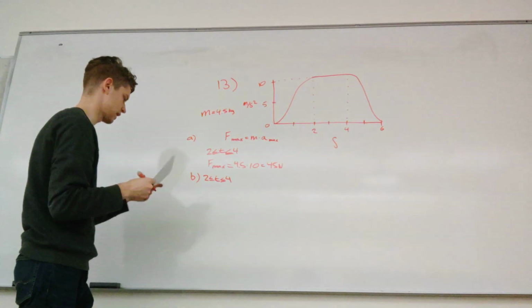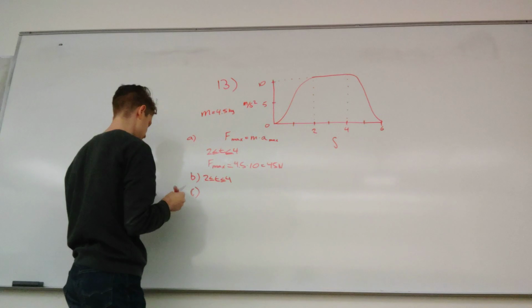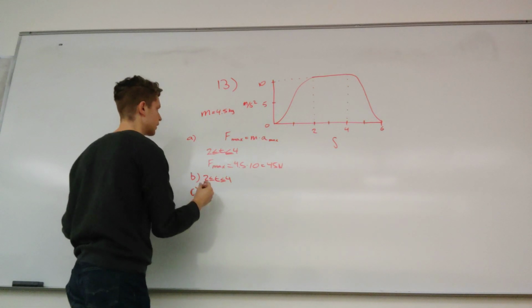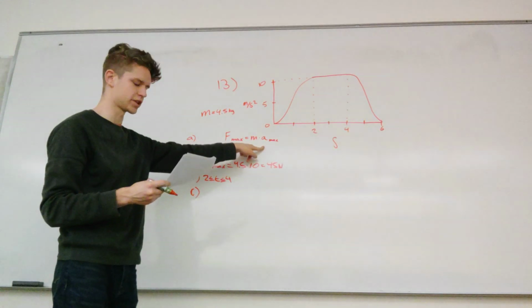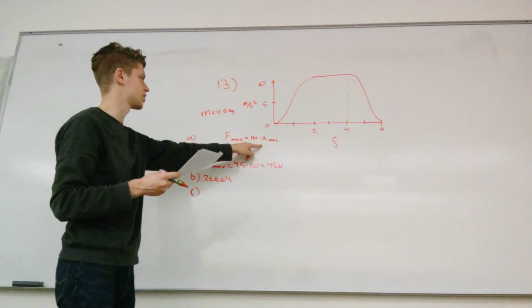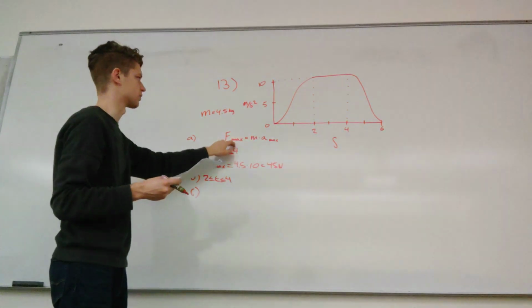And then it asks us part C, when is the net force equal to 0? So again, since mass is constant, we're only looking at acceleration here. So we're trying to find when acceleration is equal to 0, because if acceleration is 0, then it doesn't matter what the mass is because the force is going to be 0.